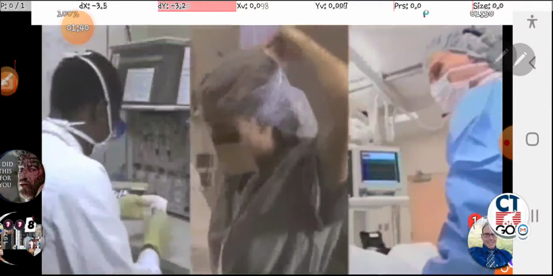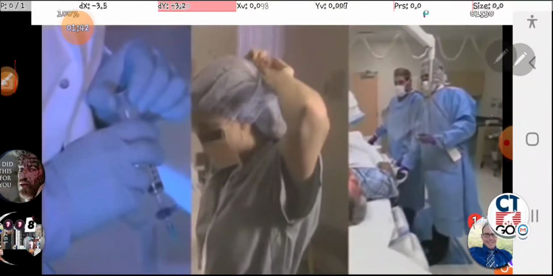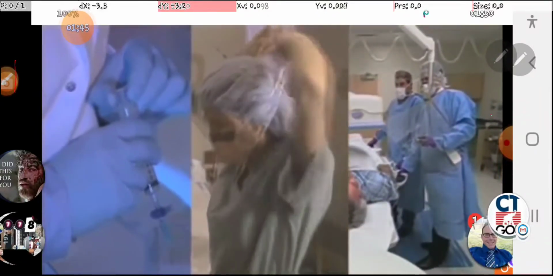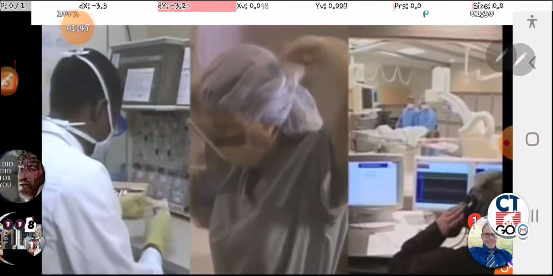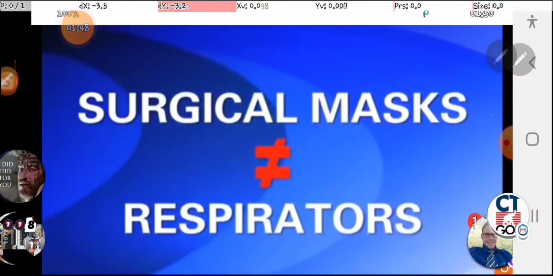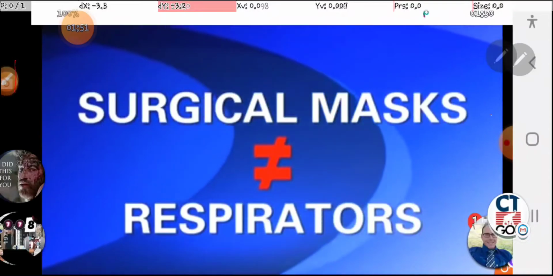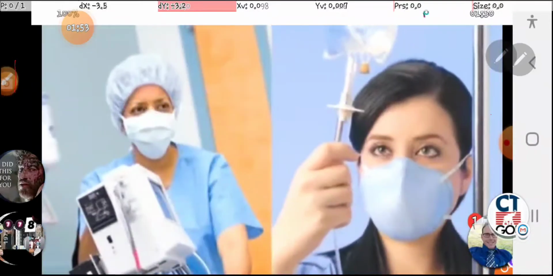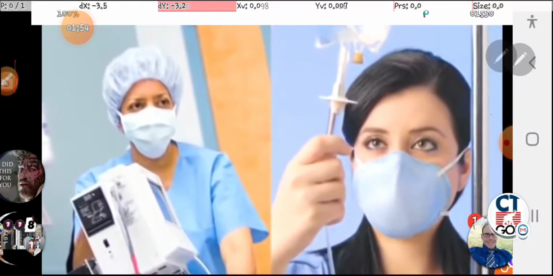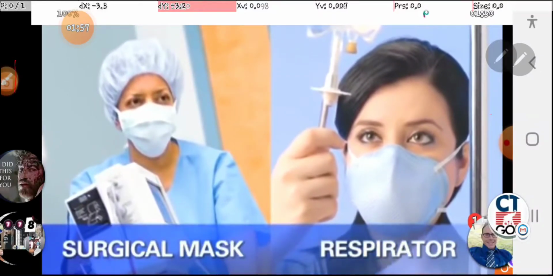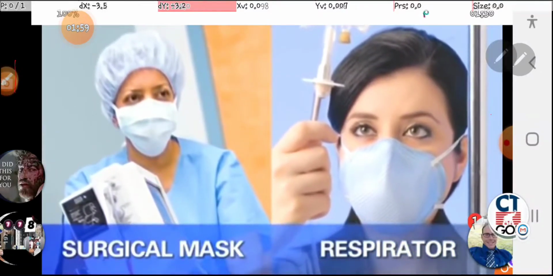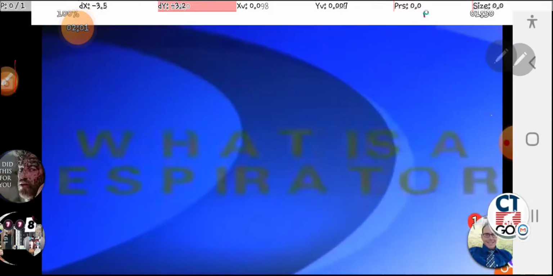Types of personal protective equipment, or PPE, that are used to protect workers in healthcare settings. A surgical mask is not a respirator, and that's an important distinction for you and your employer to understand. So let's review the significant differences between a respirator and a surgical mask.